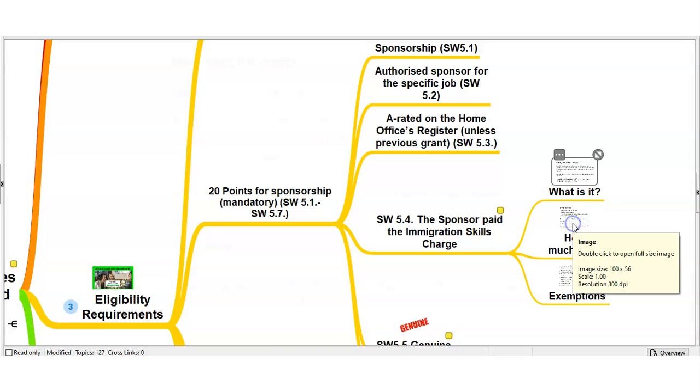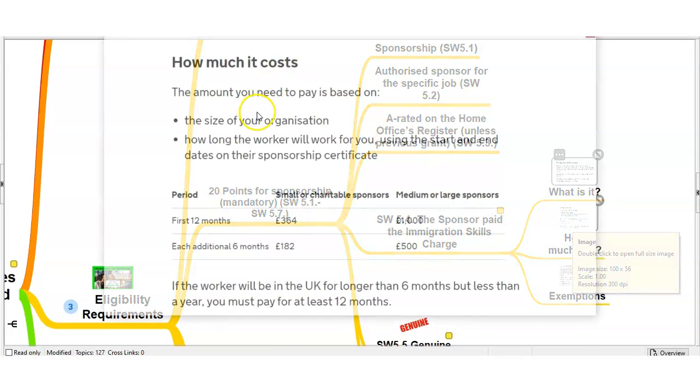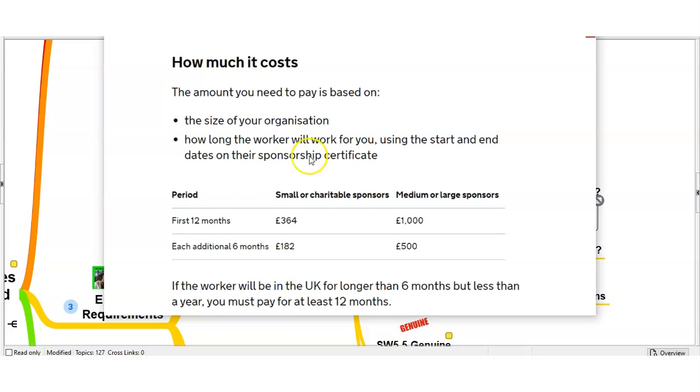And you may ask me how much they will need to pay. Well, it depends on the size of the organization and the length of the employment. For smaller or charitable organizations, for workers who want to work in their first months and who are the first time employers, they will need to pay £364, and for any additional 6 months that will be a reduced price of £192. And if we have the medium or large sponsors, that will be £1,000 for the first 12 months, and then additional £500 for each additional 6 months.